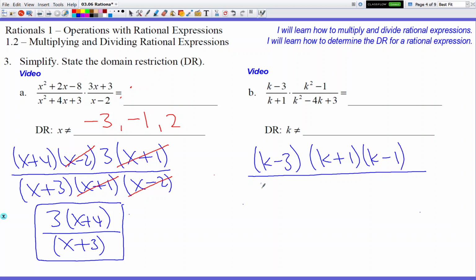Then the bottom of each fraction, k plus 1 stays the same, nothing to factor there. And the right side, what numbers make 3 when I multiply and negative 4 when I add? Hopefully you say negative 3 and negative 1.